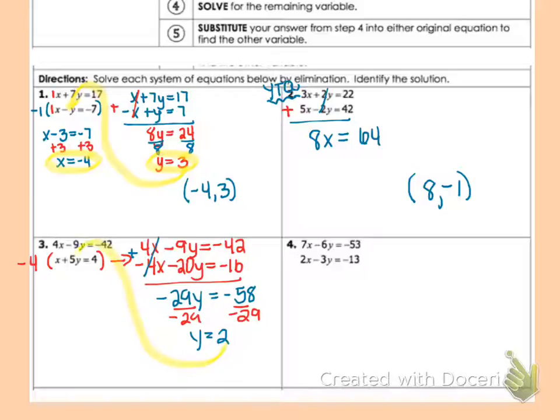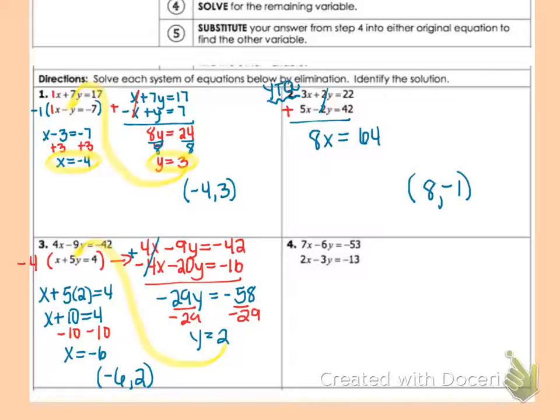And now that I know what y is, I can pick one of the original equations to substitute in for y, and I'm going to pick the second one, but again it could be either one, and that will give me x plus 5 times 2, which is what I found y to be, equals 4. So that's x plus 10 equals 4, and then subtract 10 to solve for x. And then I'll have my complete ordered pair, because x is negative 6, and now my ordered pair is negative 6, positive 2.